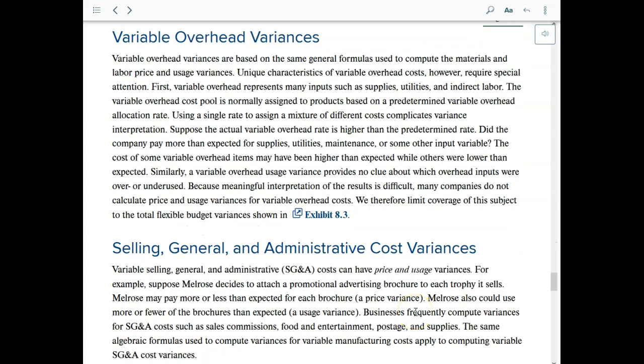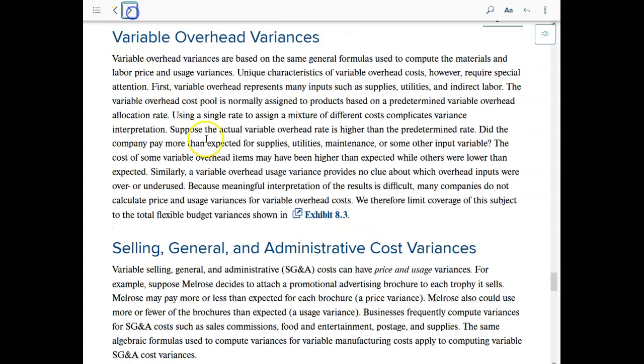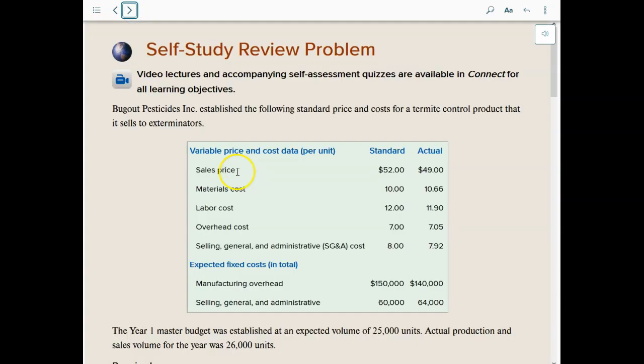Okay, so you can read through this. Don't worry about the overhead variances. Let's go to the next page. And we're at the end of the chapter. So again, as always, go back and read the chapter word for word. Follow all the examples through, and good luck with your studies.